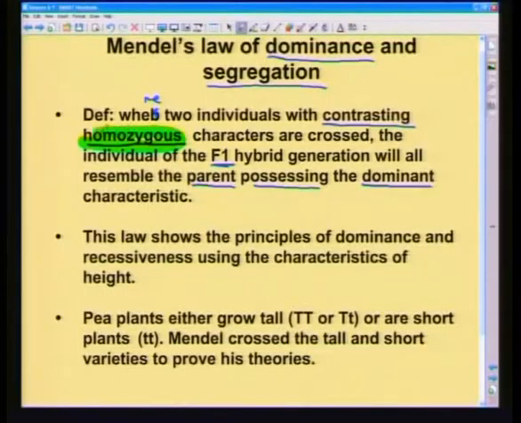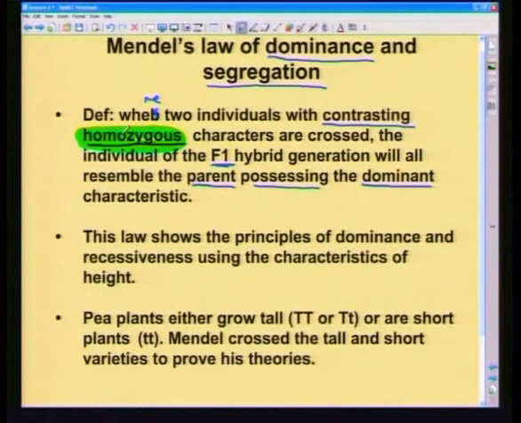So, if we look at this entire definition and it goes wow, wow, wow, and you think, oh my goodness, I'm never going to be able to know this, just look at it. It says when 2 individuals, male and female, with contrasting homozygous characteristics, so homozygous dominant, homozygous recessive, they are pure dominant and pure recessive. When they cross, all the babies will resemble the dominant parent, okay? Because they'll all have the dominant gene. They'll all have the dominant characteristic. And that's it. It's as simple as that. So don't get all thrown with the fancy words and whatever.